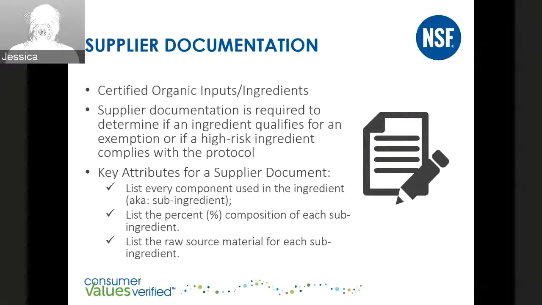These components we refer to as sub-ingredients and can include, but are not limited to, things like dextrins, flavors, extracts, etc. The document should list the percentage composition of these sub-ingredients, and we use this information to help us determine that 0.9% tolerance to make sure we're not exceeding it. And then the document should also list the raw source materials for those sub-ingredients. For example, maltodextrin could be from corn or tapioca. Tapioca would be exempt because it's not commercially available in a GM form.